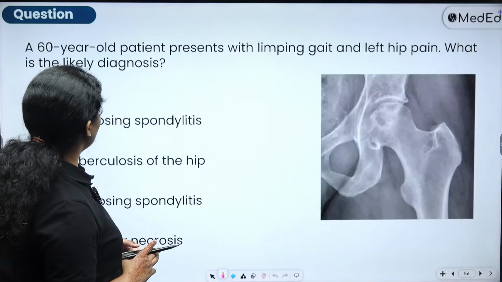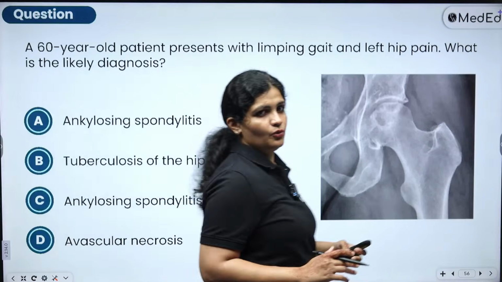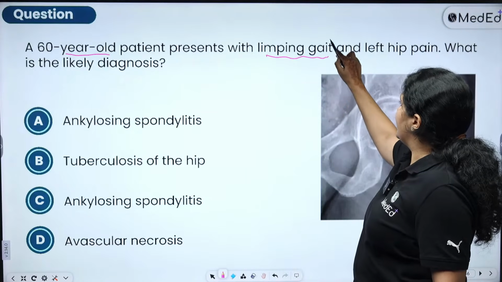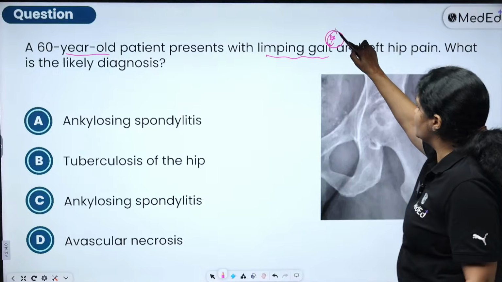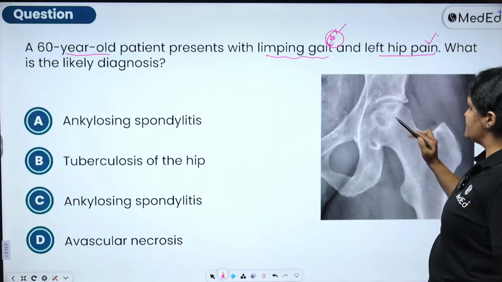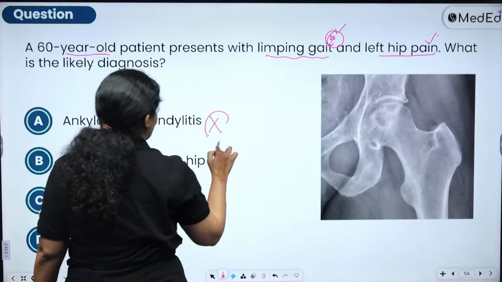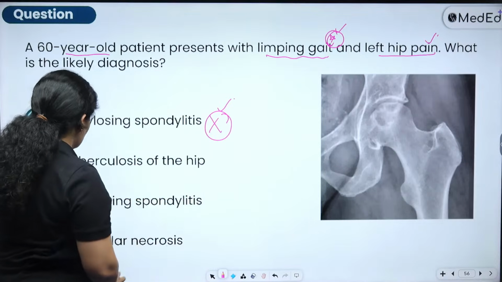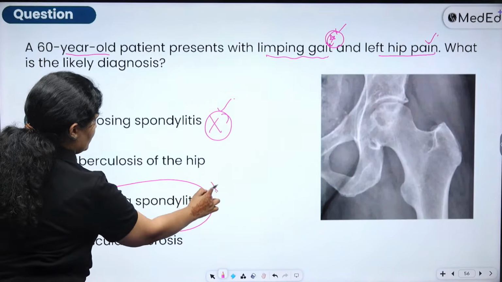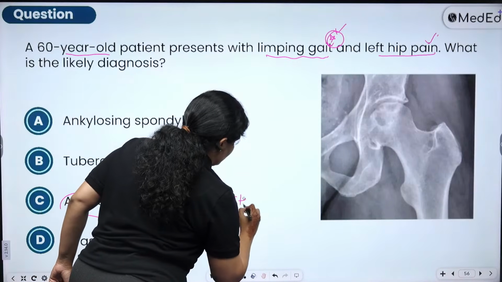A 60-year-old patient presented with limping gait and left hip pain. What is the likely diagnosis? So there is a 60-year-old patient, and now he presents with limping gait, so there is a problem with the hip joint, and there is pain in the left hip, and there is an X-ray. If you see this particular X-ray, this is not ankylosing spondylitis because they have not mentioned anything about the spine. Okay, 2 times they have mentioned ankylosing spondylitis, we'll remove the 2. Let us put this as osteoarthritis of hip.